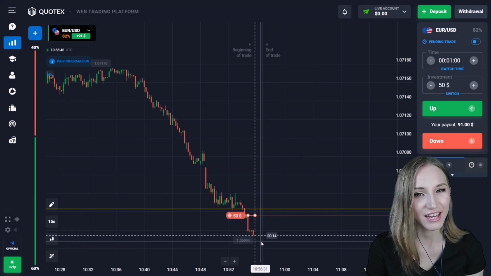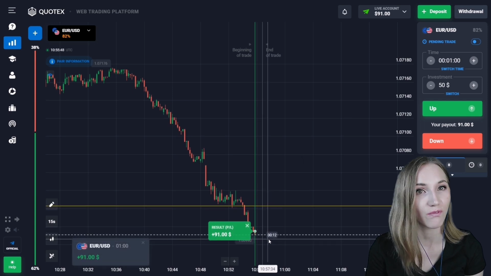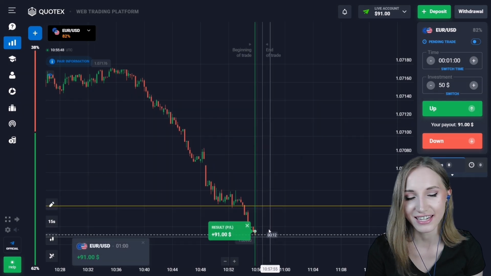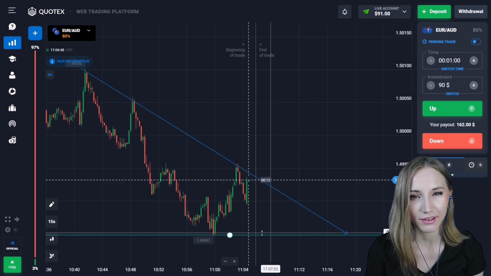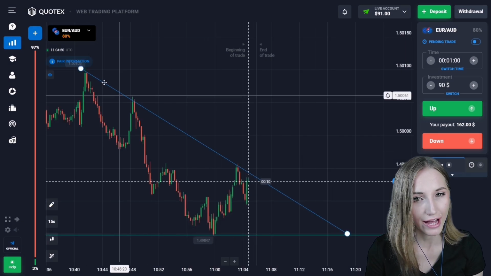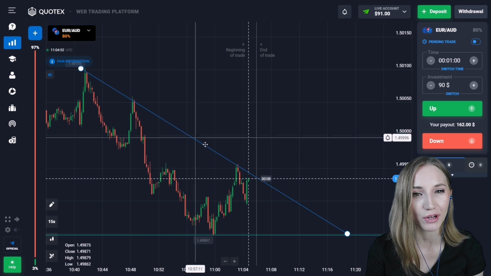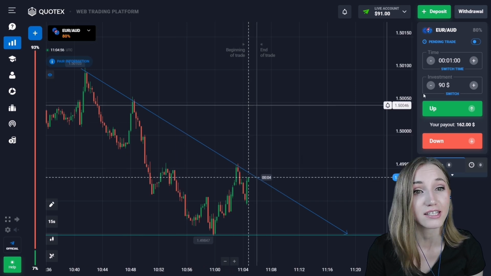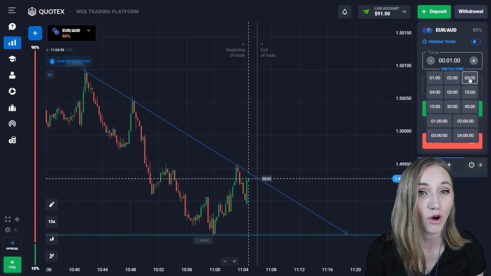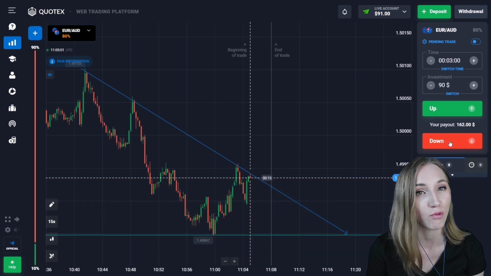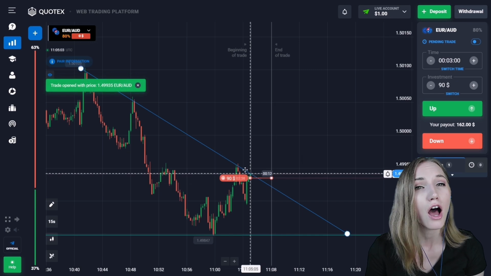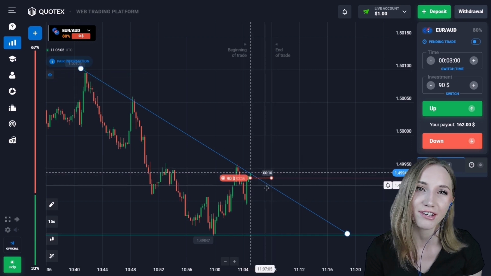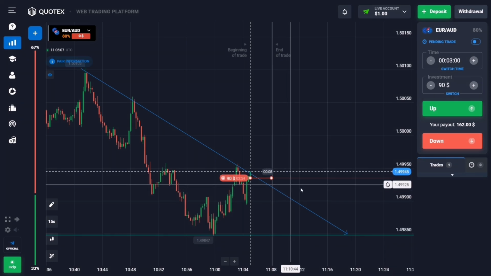So that's amazing, this level has been broken through. It's a very great beginning. Let's continue. This is the support level and the downtrend as well, and the price highs are becoming lower. Right now the price is near the line of a downtrend. So let's open a trade down for 3 minutes. I think the price will be moving towards the support level because the whole trend is going down. So let's check what's going to happen here.